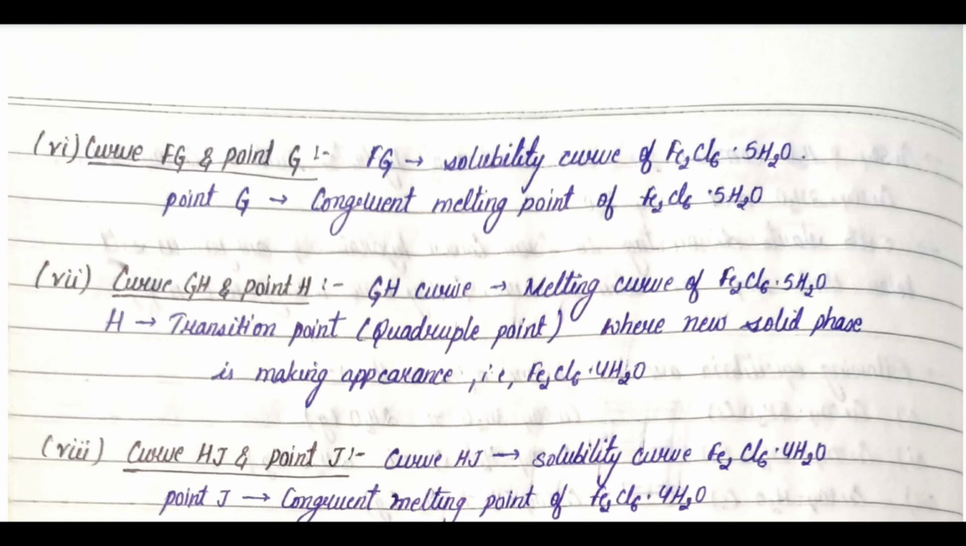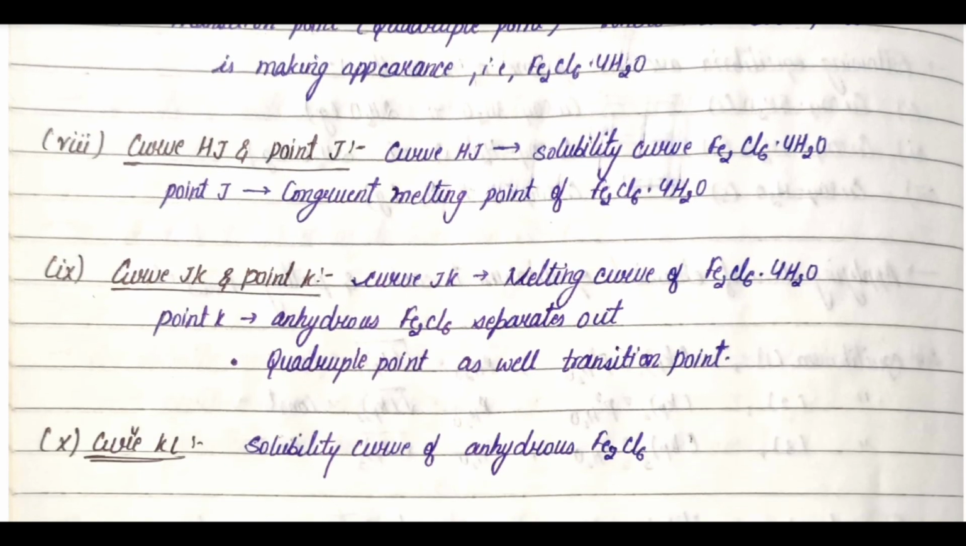FG is the solubility curve of Fe2Cl6.5H2O, and point G is the congruent melting point of Fe2Cl6.5H2O. Seventh, curve GH and point H. GH curve is the melting curve of Fe2Cl6.5H2O, and H is the transition point where new solid phase makes appearance, that is Fe2Cl6.4H2O. Eighth, curve HJ and point J.